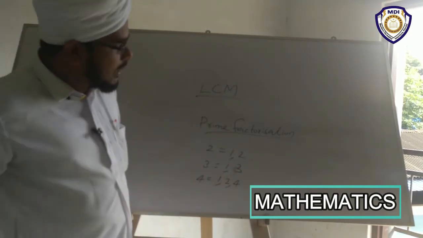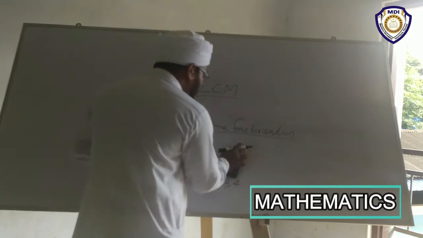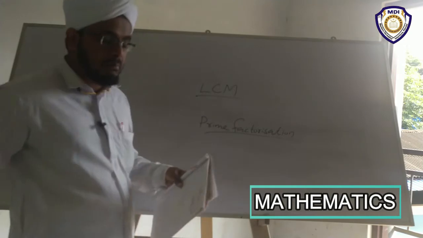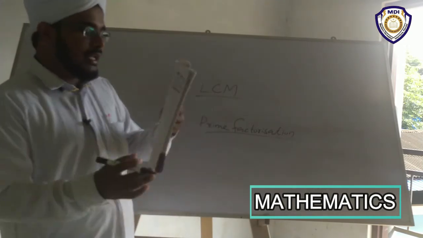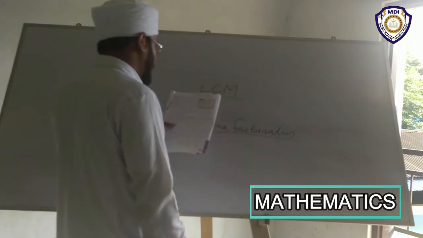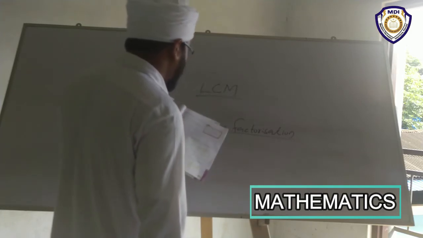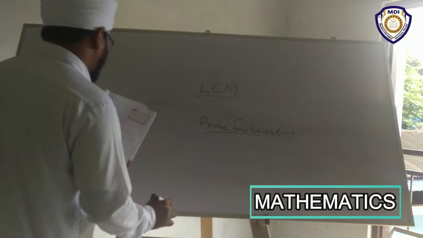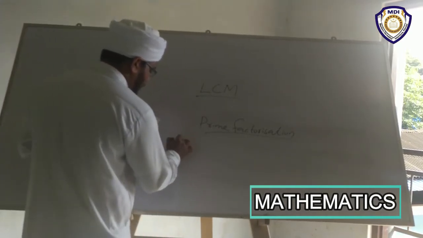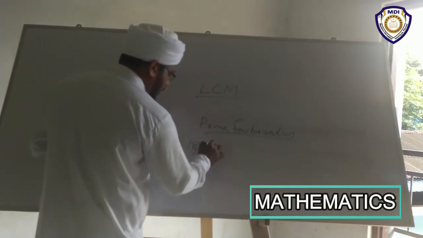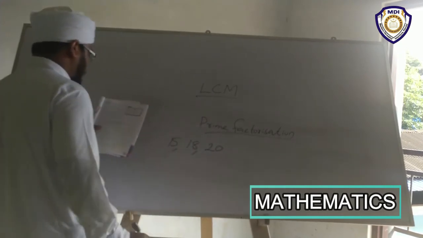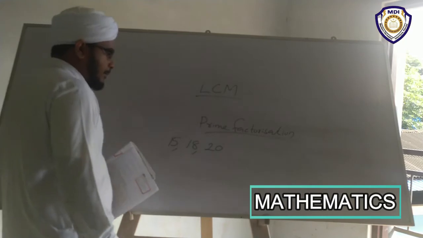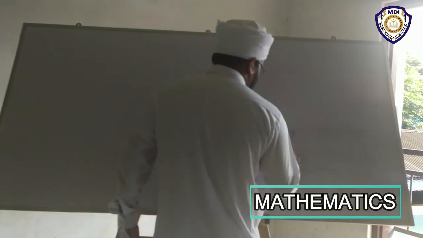Okay. Then here, the prime factorization method to find out LCM. It is a very simple way to find out LCM. Let us try our best. First example. Find the LCM of 15, 18, 20. Okay. Then prime factorization by division method.